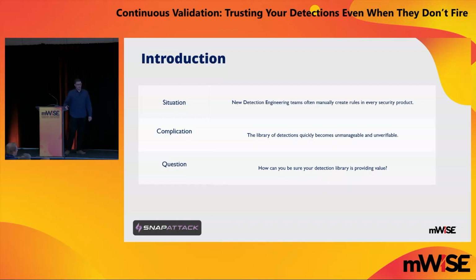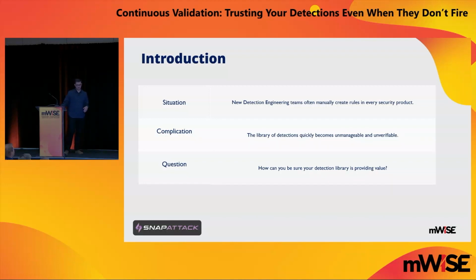So the situation we're talking about here: new detection engineering teams will often manually create their rules, right? They stand up a SIEM, they start developing the rules and throwing them in there. They're excited to start detecting stuff. But those rules just kind of exist. They don't ever get looked at again. They're not iterated on. They're not getting feedback on them. They assume they work because they went off someone's blog post that said they should look for this stuff.